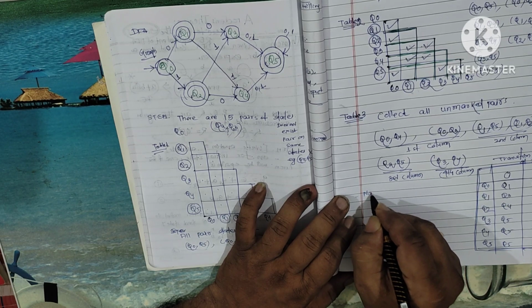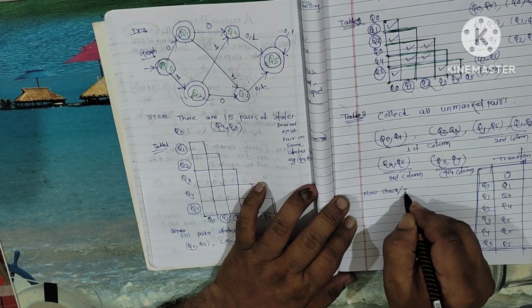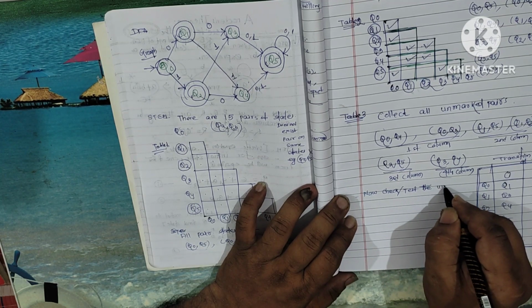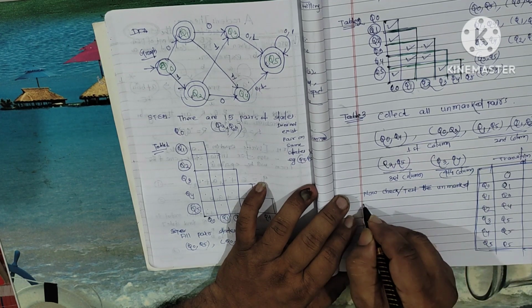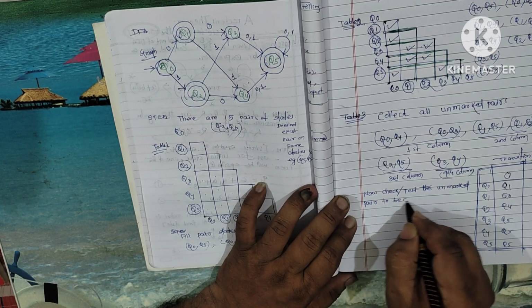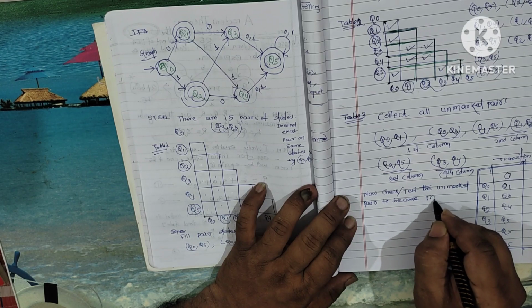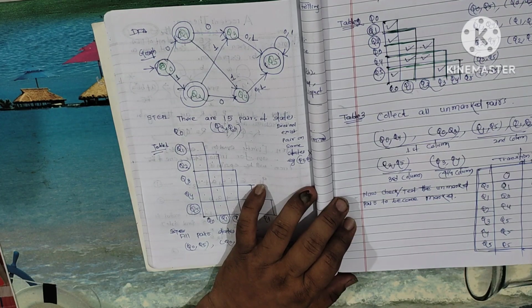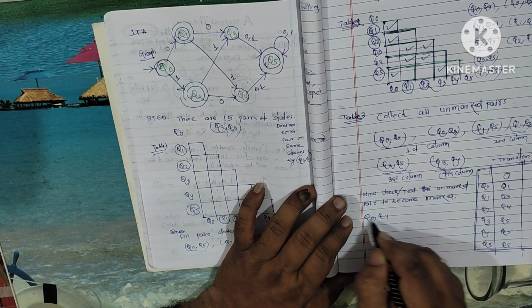Now check or test the unmarked pair to become a marked pair. So what is the idea? Let us take Q0, Q4.